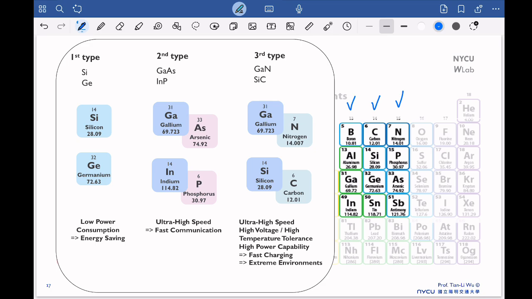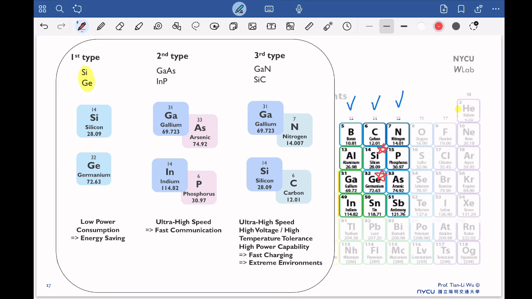And we have different types. The first type is, for example, silicon and germanium. So where is the silicon? Silicon is in group 4 here. This is silicon, and this is germanium. So this is group 4.